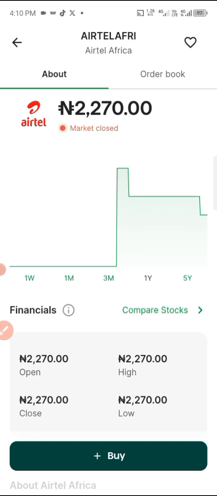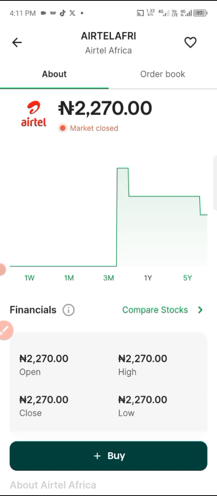It rose to about 2,300 and something. So from the price of 1,000 something to the price of 2,375.50. It means that currently the price of this Africa is actually dropping. The price movement is actually dropping.